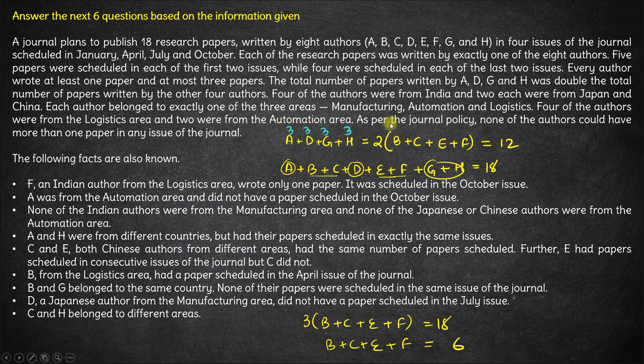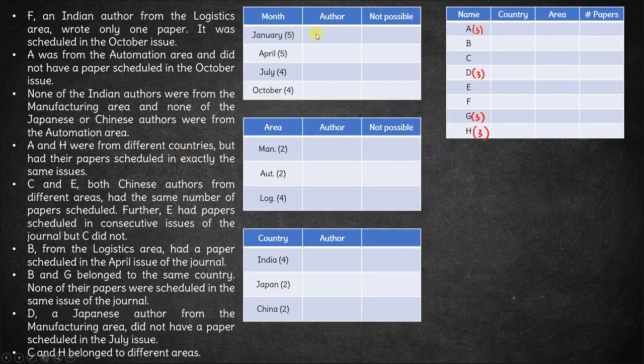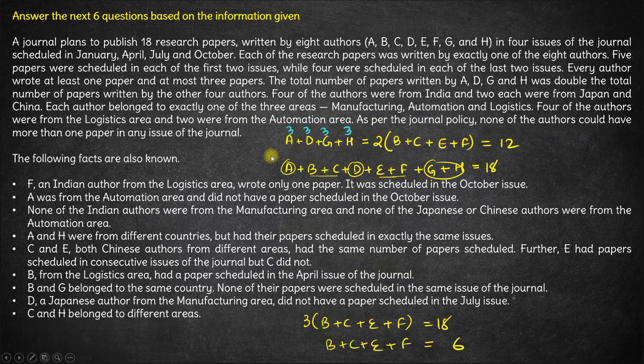Next, as per the journal policy, none of the authors could have more than 1 paper in any issue. So for any issue, each author will write a maximum of 1 paper. So the 5 papers written in January would be written by 5 different authors. The 5 in April will be from 5 different authors. Same is for July and October.